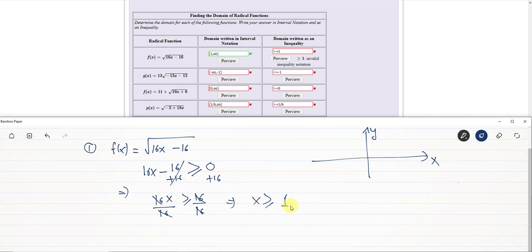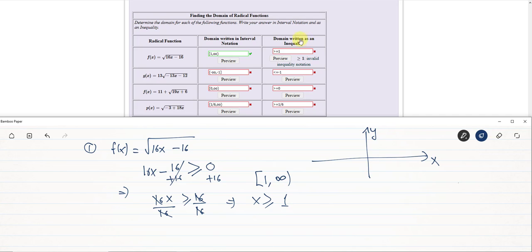And therefore, if you write the domain in interval notation, you write 1, the left lower bound, and then we go all the way to infinity on the right side. Because we also include the endpoint of 1, you want to include the closed bracket. So this answer is correct.